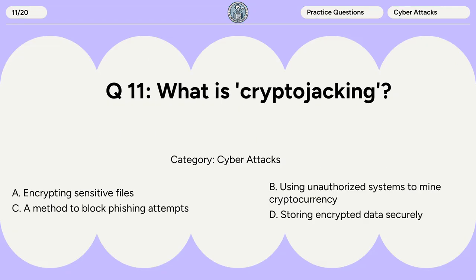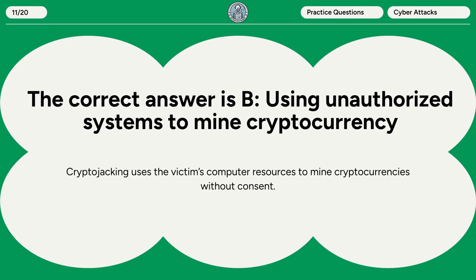Question 11. What is cryptojacking? A. Encrypting sensitive files. B. Using unauthorized systems to mine cryptocurrency. C. A method to block phishing attempts. D. Storing encrypted data securely. The correct answer is B. Using unauthorized systems to mine cryptocurrency. Cryptojacking uses the victim's computer resources to mine cryptocurrencies without consent.